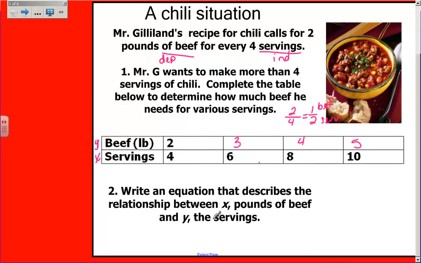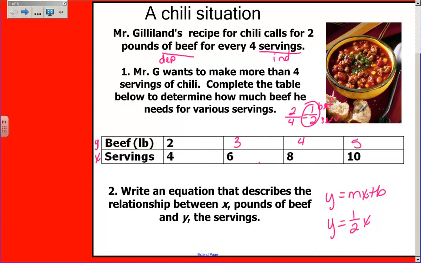Now, to write an equation to describe the relationship between X servings and Y pounds of beef, one of the first things I have to know is my rate of change. And right now, I know that my rate of change is 1/2 because I had to find that to fill in the table. If you'll remember, to write a linear equation, we always put it in this format, y = mx + b, where M is our rate of change and B is our y-intercept or our starting amount. Well, I know that my rate of change is 1/2, so I know it's going to be y equals 1/2 x.